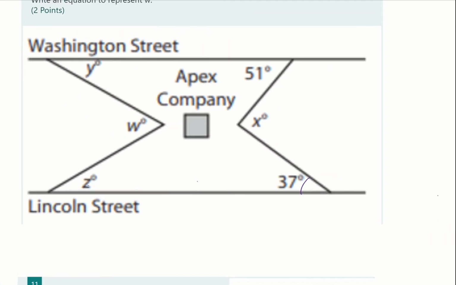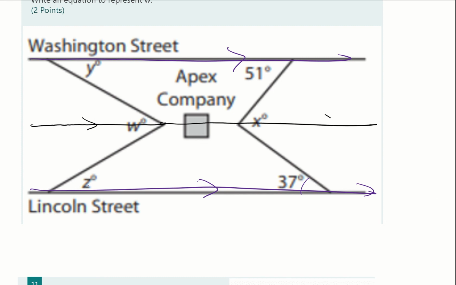Okay, so we know that these two lines are parallel, Washington Street, Lincoln Street. So I'm going to do a little trick here to help me figure this out. I'm going to draw a line that is parallel to this purple line, and the reason I'm going to do that is because that's going to help me figure out an expression for W. If I do this, then note that this angle and this angle are alternate interior angles, and alternate interior angles are equal.